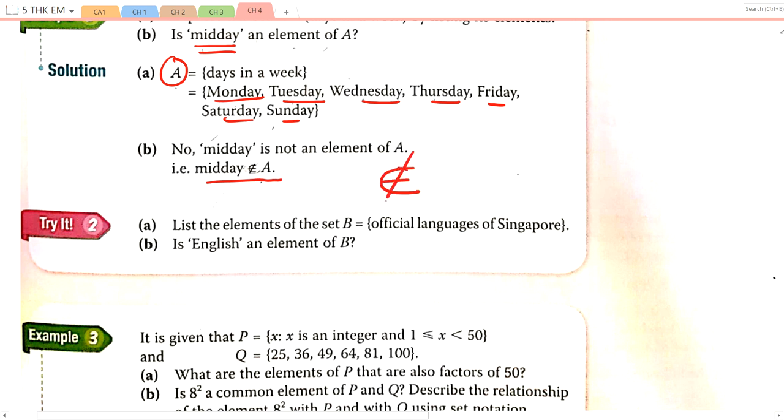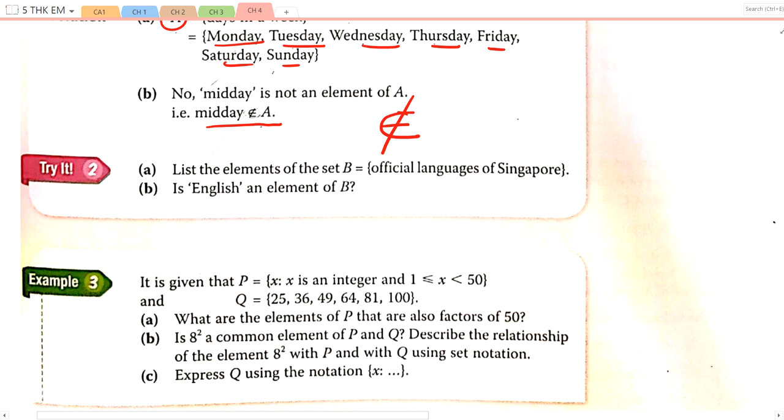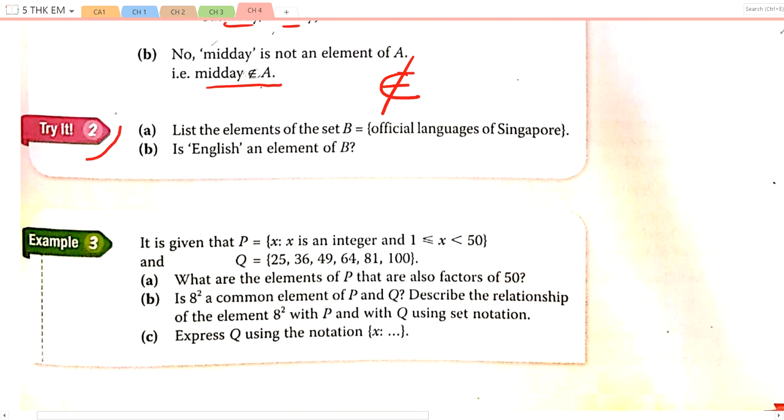So the symbol looks like the element symbol, but we do a stroke across. We try it too. Again, 1 minute.